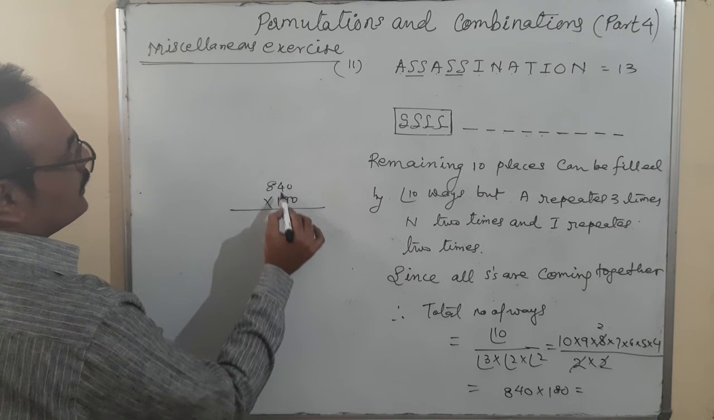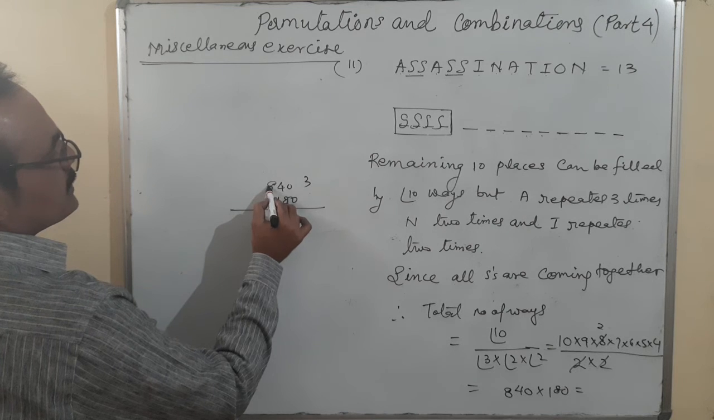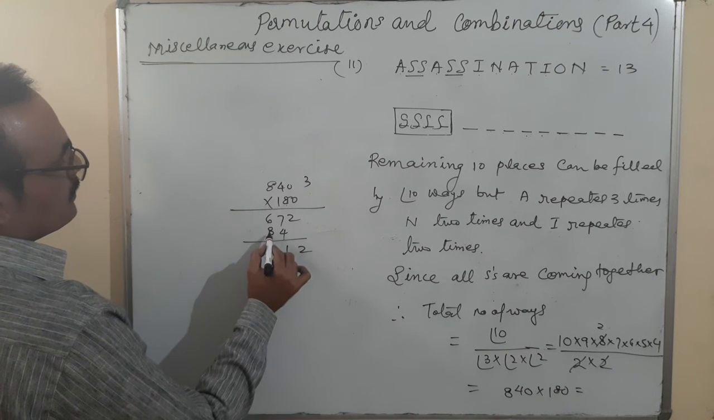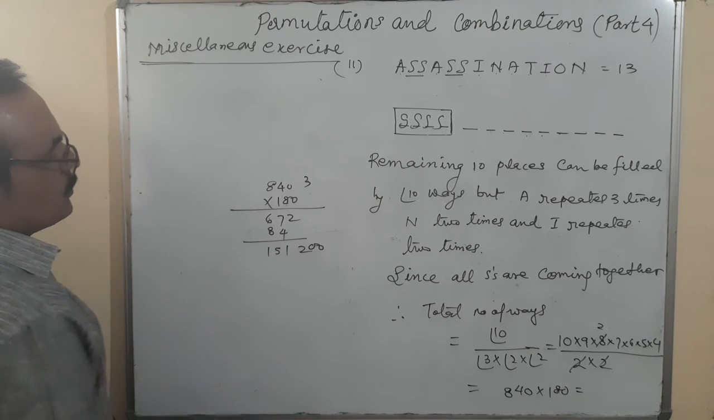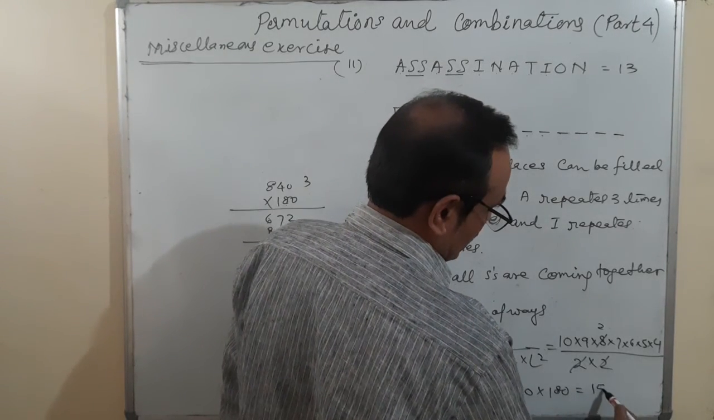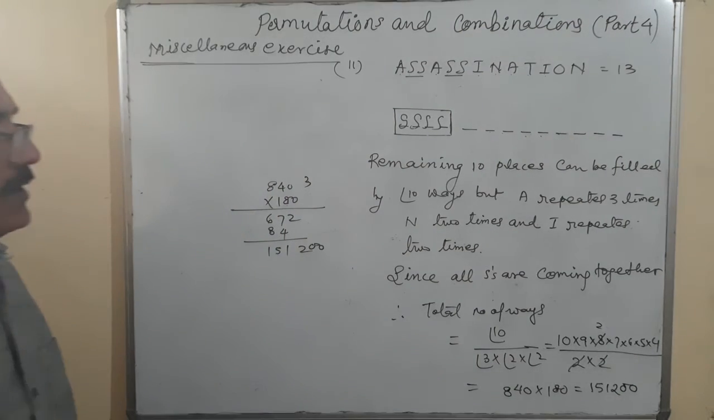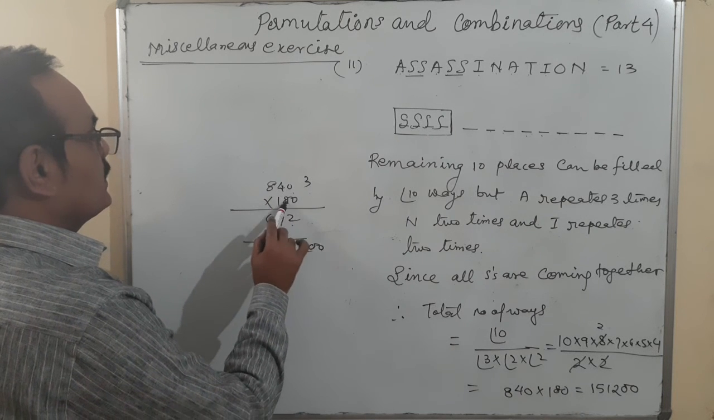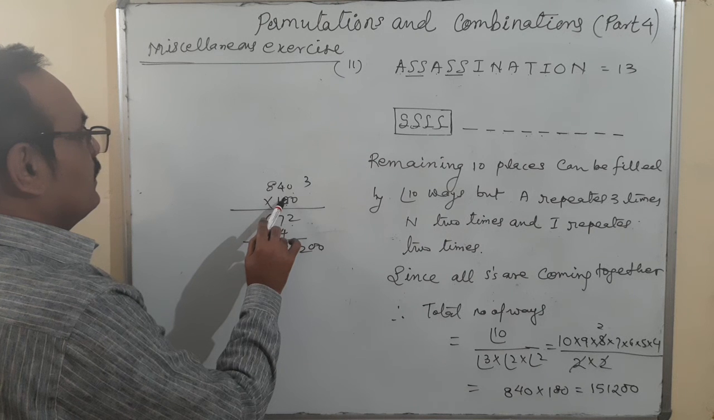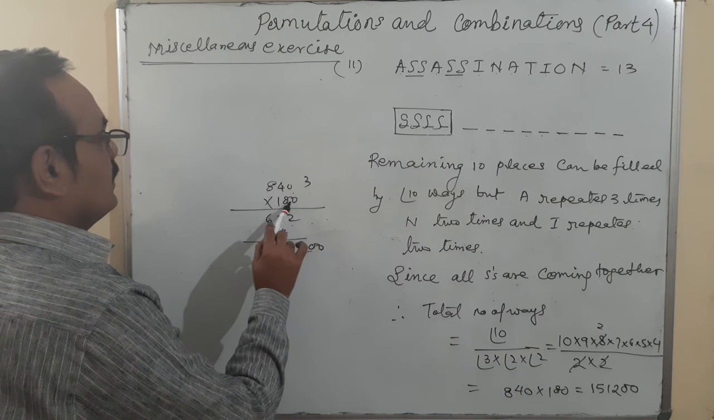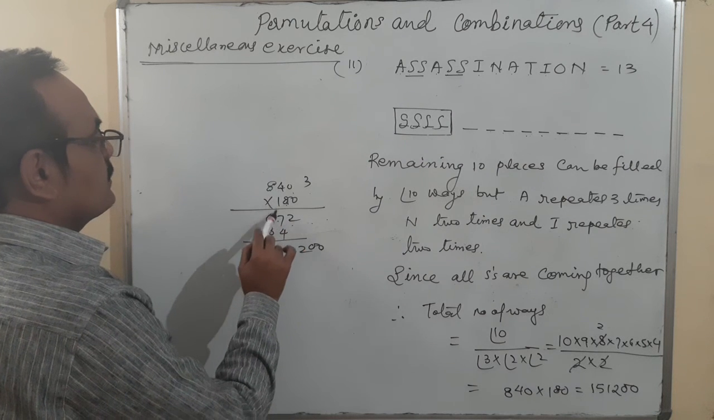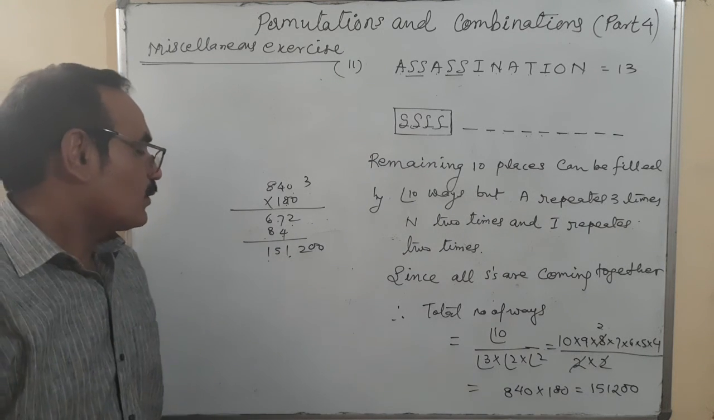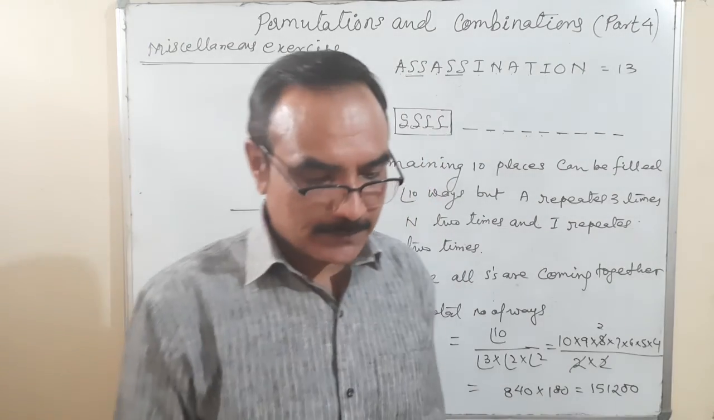8 fours are 32, 8 eights are 64, and so on. The result is 151200. Okay, 1,51,200. Checking again: 8 fours are 32, 8 eights are 64, 64 plus 3 is 67. 1,51,200 is the correct answer. Got it?